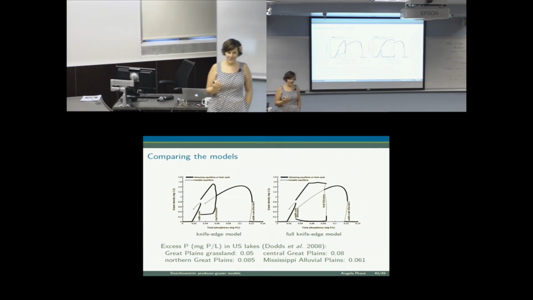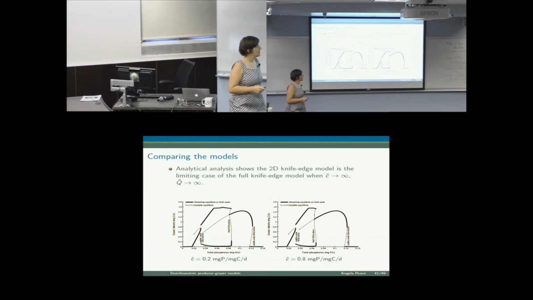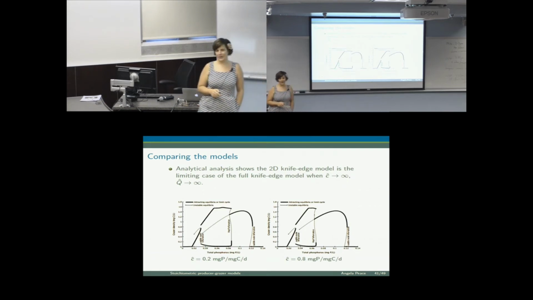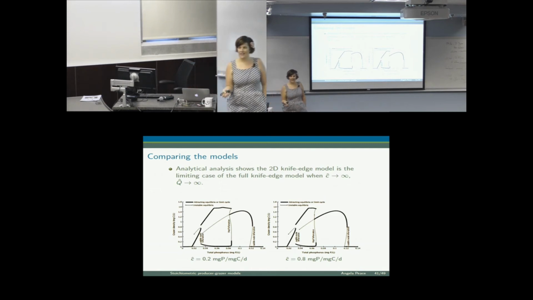Now, I did tell you that we introduced 3 new parameters when we made this model, and those parameter values do have an effect on the bifurcation diagram. The Q hat and the C hat were the important ones. It turns out that the 2-dimensional knife edge model is the limiting case of the full knife edge model when these parameters go to infinity. That makes sense, because remember the assumption of the 2D model was that it didn't allow phosphorus to be in the environment because algae take it up really quickly. Taking it up quickly is the same thing as C going to infinity. Also, there's no upper bound for the amount of phosphorus in the algae, so letting Q go to infinity as well.